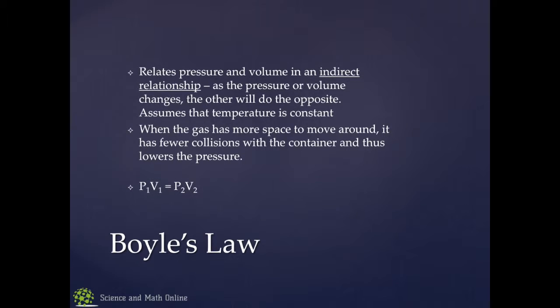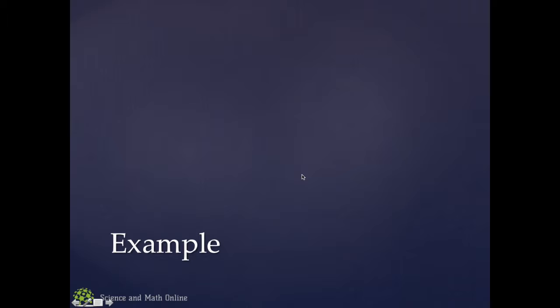All right, the equation for this is P1V1 equals P2V2, where 1 is your initial, where you're starting, and 2 is where you're ending, or where you're stopping. So what's your initial pressure? What's your initial volume? What's your final pressure? What's your final volume? When things are in an indirect relationship, they will be on the same side of the equation. So 1 and 1 are going to be on the same side. We'll see the other way in a moment. So let's look at what that looks like.